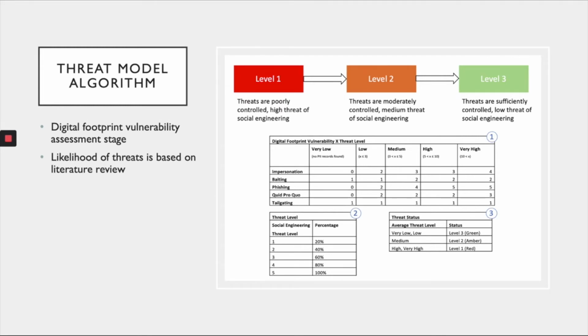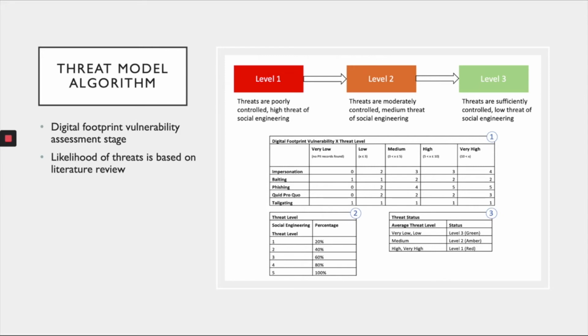The likelihood of the threats is based on a thorough literature review. So at the top, it shows level 1 to level 3. Level 1 is the lowest and level 3 is the highest. This is used to determine their threat perception and their current threat status, which is also their current threat landscape.